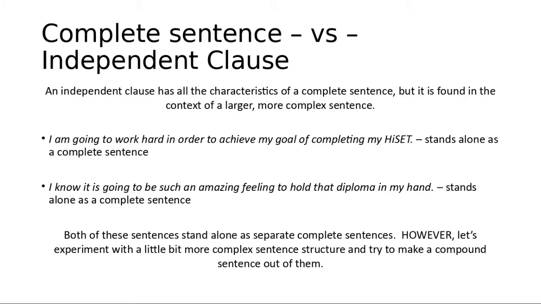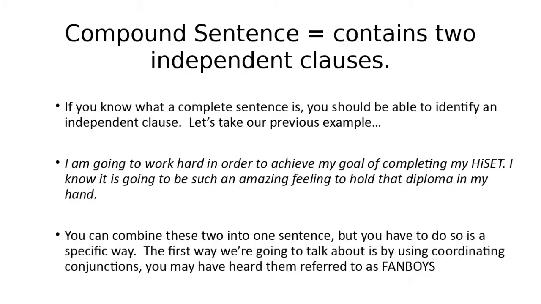So let's just experiment a little bit here and try to combine the two of these to make a compound sentence. A compound sentence is a sentence that contains two independent clauses. And as long as it has all of the characteristics of a sentence that could stand alone on its own, then it's an independent clause.